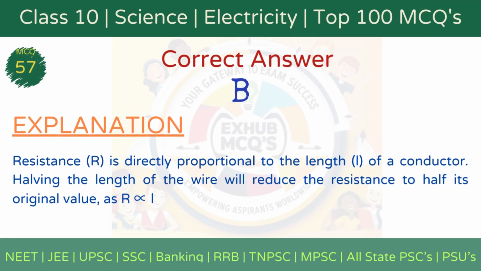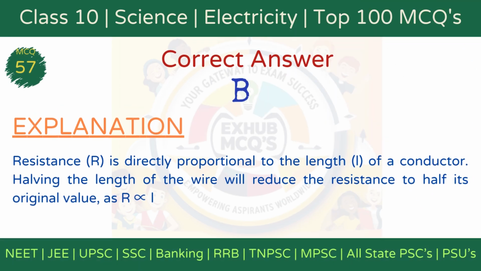The correct answer is option B, halves. Explanation. Resistance is directly proportional to the length of the wire. If the length is halved, the resistance also decreases by half because there is less material for the current to pass through.